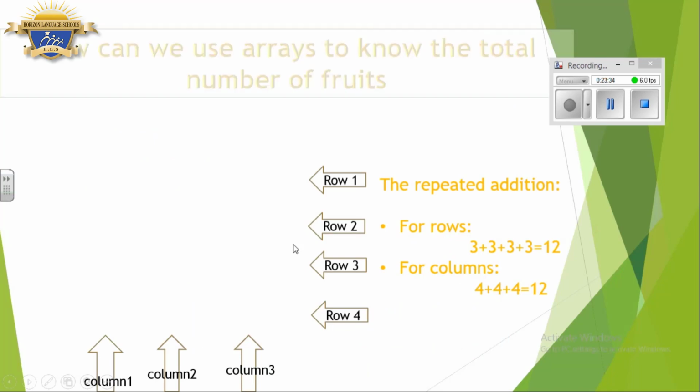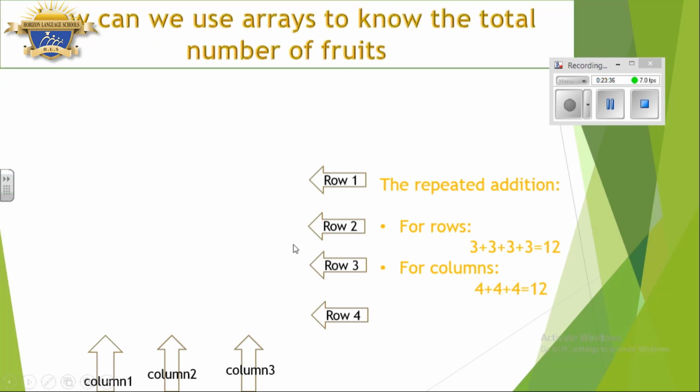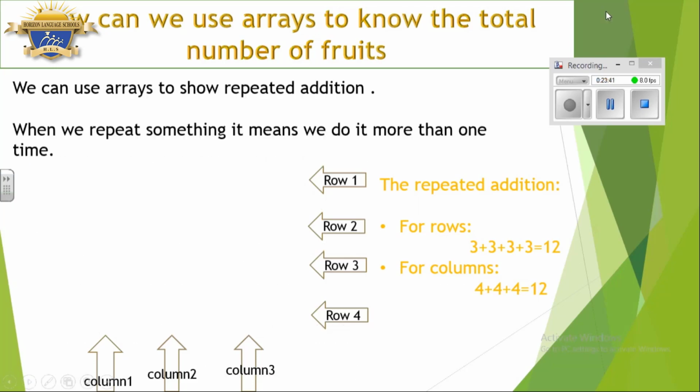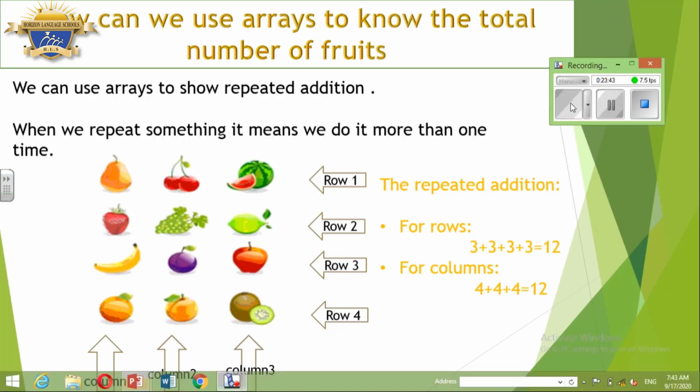Okay? How can we use arrays to know the total number of fruits? We have here a set of fruits. This is a picture of a set of fruits. And I want to use the array to know what the total number of fruits is that I have.